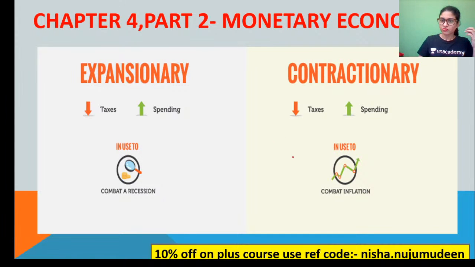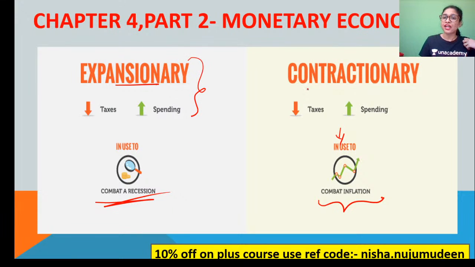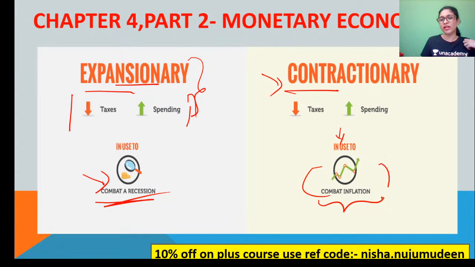Contraction is basically used to reduce inflation, whereas expansion is to combat or reduce what? Recession, slowing down of economic activity, because this deals with employment opportunities and all. And if you see both expansion as well as contraction, taxes are decreased and spending is increased. But the context of expansion is to reduce recession, and contraction is to reduce inflation. Clear? Please note it. These are the keywords based on which UPSC can confuse you.